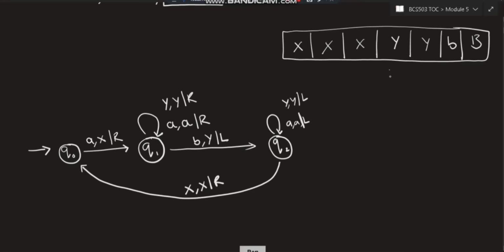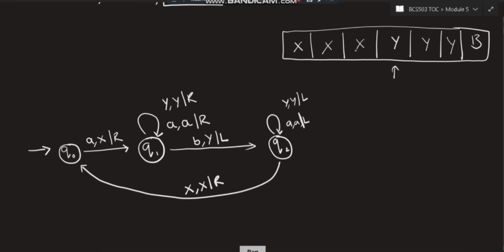Now Y is present here in this state. YYR, skip. Again Y is present here. YYR, skip. Again B here. Now from this state, B means BYL. Make it Y and move to the left. Now I move to the left. I find it as Y here. From BYL I came here. YYL, move to the left.